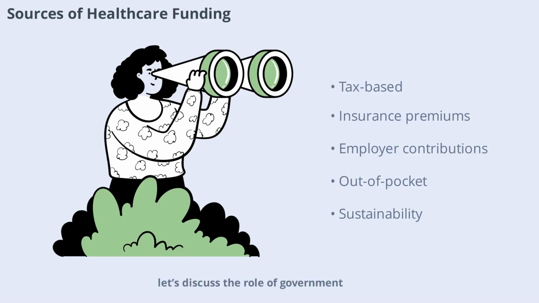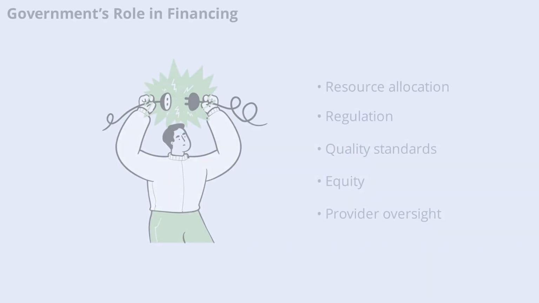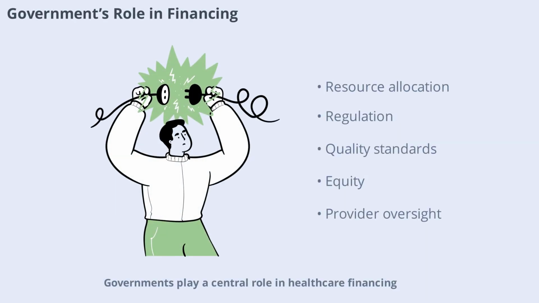Next, let's discuss the role of government. Governments play a central role in healthcare financing, especially in the Beveridge and NHI models. They collect taxes or premiums, allocate resources, and regulate providers to ensure quality and equity. In the Bismarck model, the government oversees insurance funds and sets standards. In out-of-pocket systems, government involvement is minimal. The extent of government participation shapes the accessibility and quality of healthcare.